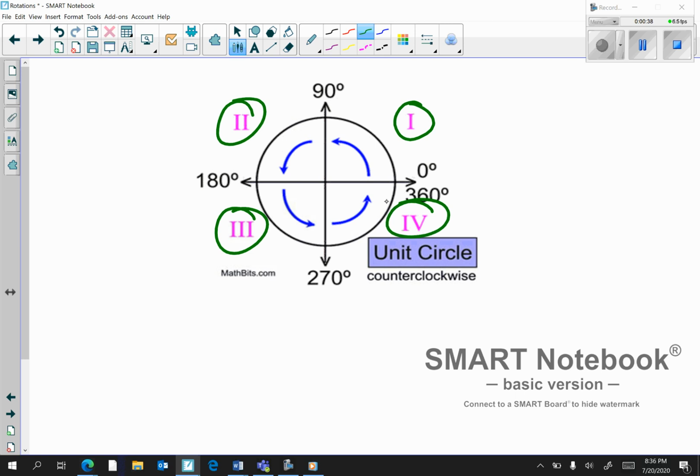Also, labeling the degrees is important. We're always going to start in the upper right hand, quadrant 1, 90 degrees, then 180 degrees, 270, and back to the beginning, 0 or 360 degrees. We are going in a counterclockwise motion.